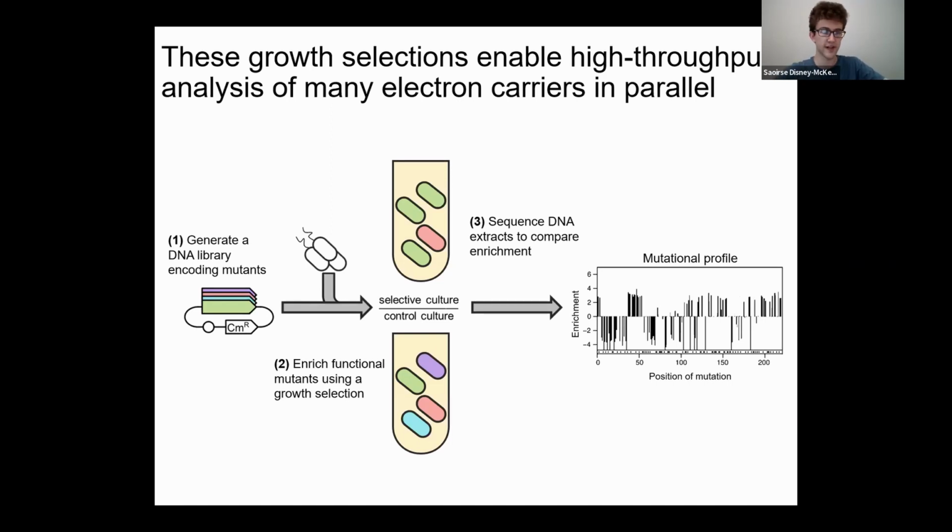But once you have your library, you can transform it into some sort of mutant that is only able to grow if it is expressing a functional version of that protein, and enrich for those functional mutants using a growth selection with a respective control, non-selective. And by sequencing the DNA extracts from these cultures, you can generate a mutational profile based on the relative enrichments of the different mutants in the library.